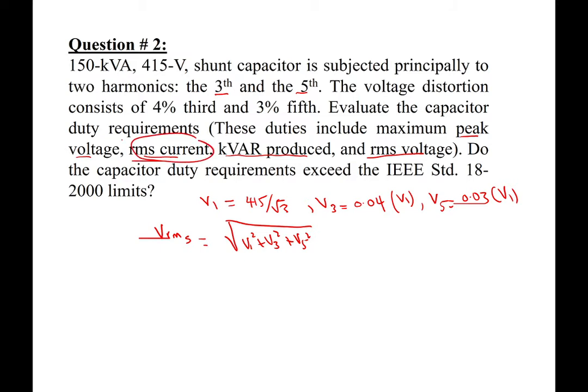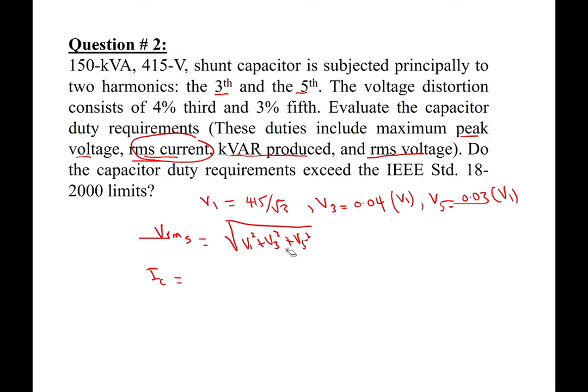Okay, so what we need to do is find the capacitor current. The capacitor current will be given by the phase voltage divided by XC. Of course we can calculate XC if we like, or we can calculate XC directly from the reactive power and from the voltage. Actually, we can also do it this way.